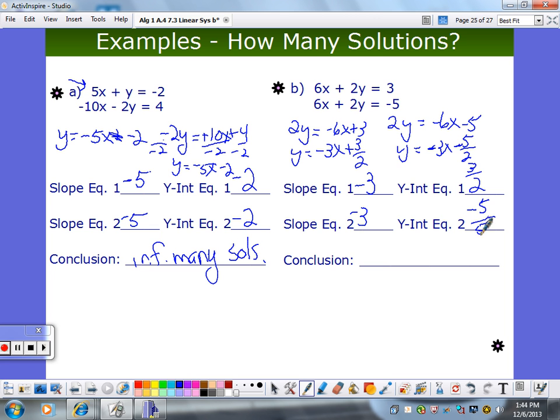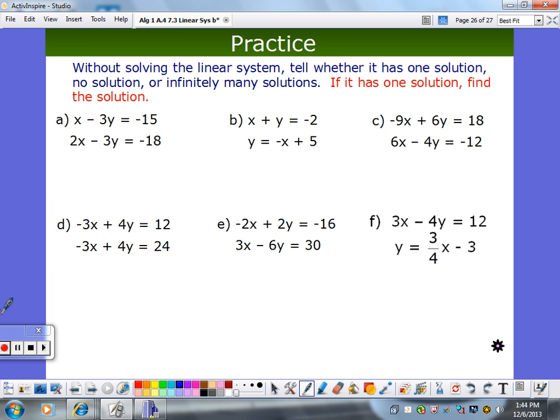Same slope, different y-intercepts. What do I know about these two lines? So there are no solutions. Right? So it's just a way to kind of figure it out ahead of time. You don't have to solve it. Or solve it, and you'll see that, you know, things drop out, and you have to remember what they were.